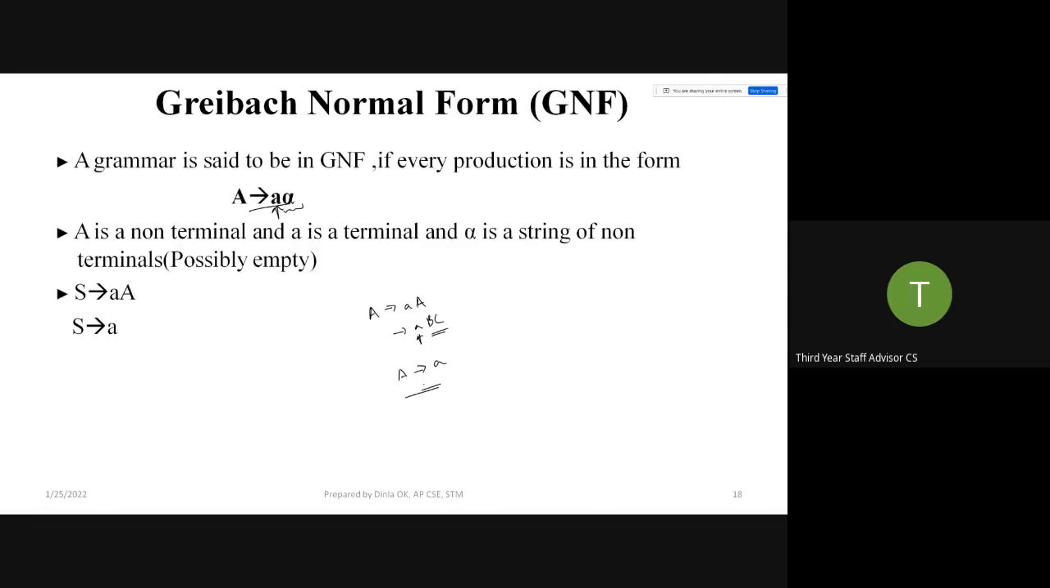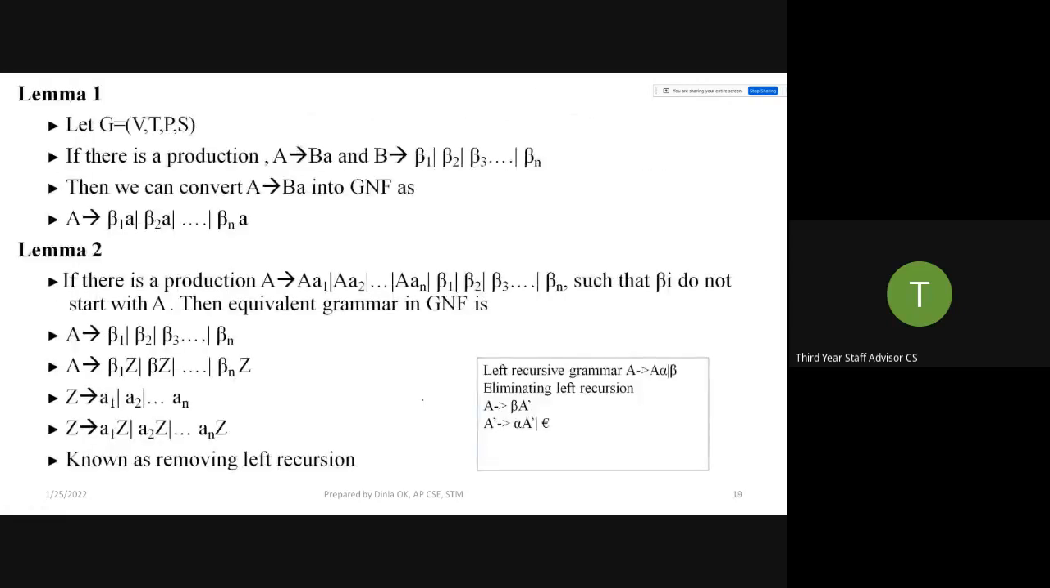Next we have discussed different examples, and we have discussed lemma 1 and lemma 2. What was lemma 1? In lemma 1, we can replace the production. If we have a production of the form A implies B A, this B can be replaced by a set of productions. If B implies beta 1, beta 2, etc., beta n is the set of productions, then we can replace the non-terminal B with the set of productions beta 1, beta 2, etc., beta n. That was lemma 1.